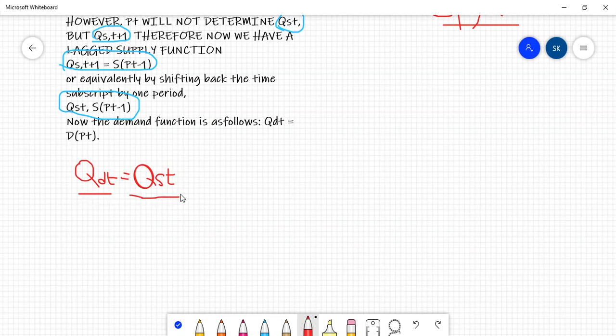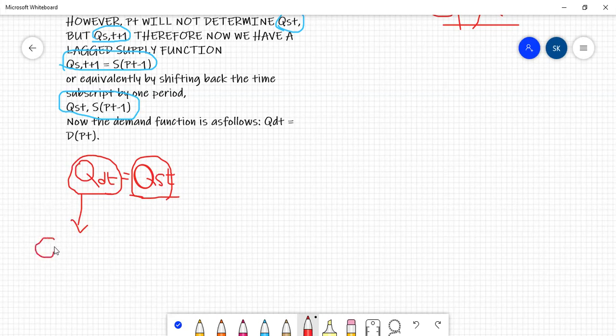One thing you have to keep in your minds is that this is not a lagged function. This is a simple function, okay? Whereas Qst is a lagged function. So this clarity should be kept in your mind. Qdt is equal to Qst. Now Qdt is equal to, let's expand it.